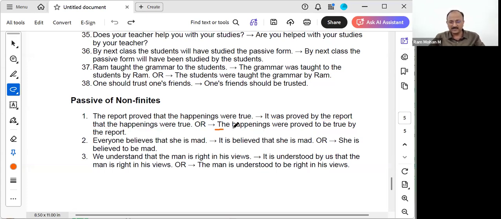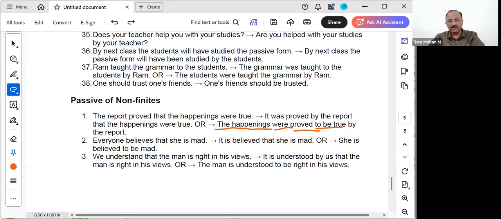The happenings will become the subject. The happenings, plural is there. So were proved to be true by the report. The same structure we can use now. The happenings were proved to be true by the report.